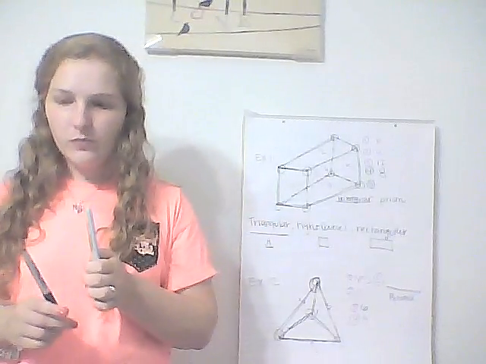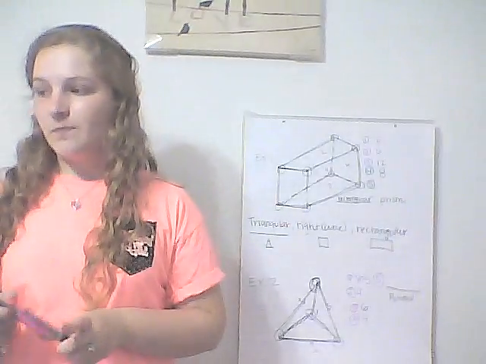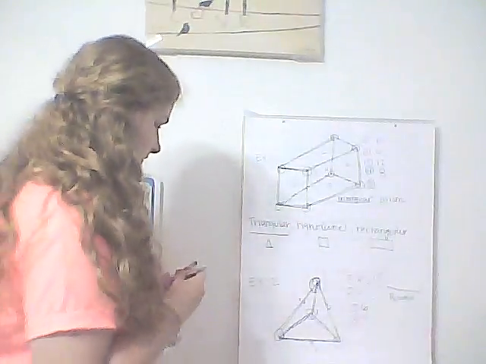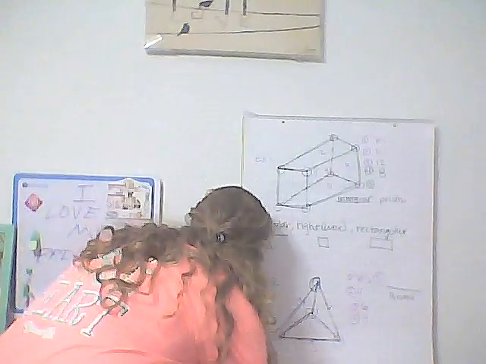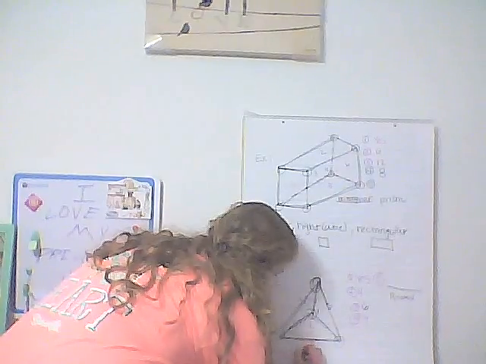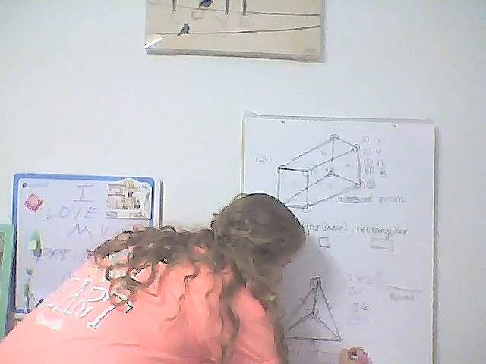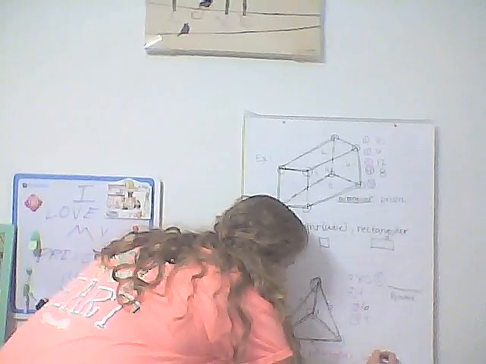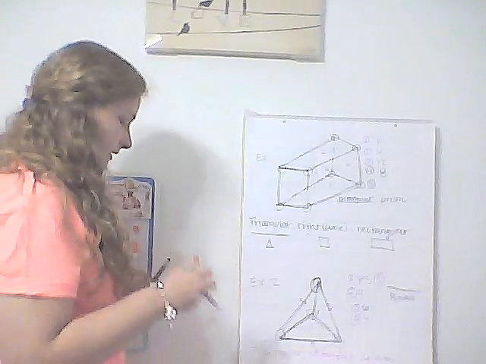Okay, now we need to focus on our base to figure out what kind of pyramid it is. Does anybody remember the three that we talked about? It was on the last page. What kind of pyramids? Triangular, rectangular, last one, square.